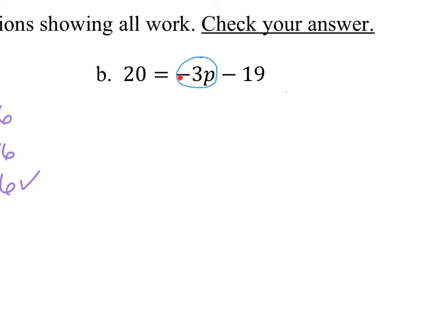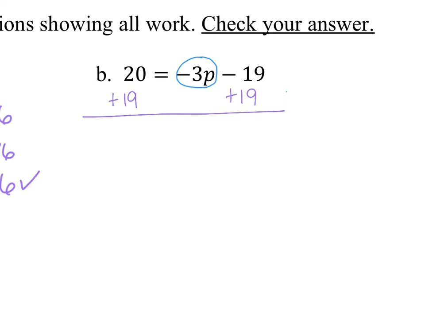So first I want to get this term by itself. So I could ignore the -3. I just want to get this term by itself. So I want to get rid of everything else. So everything else is this -19. So I want to make that 0. So to make a -19 0, I'm going to add 19. And what you do to one side, you must do to the other.